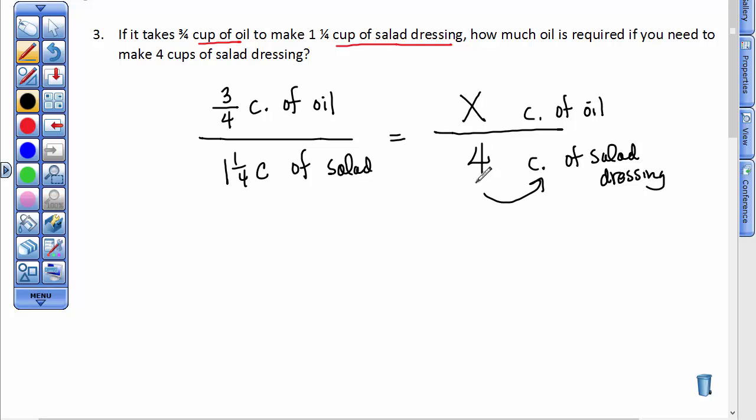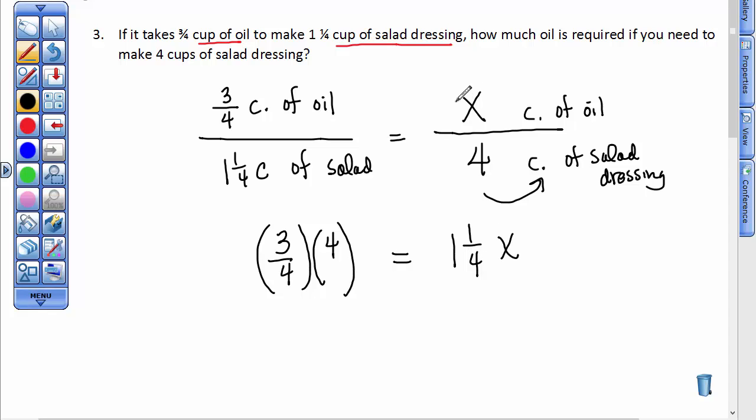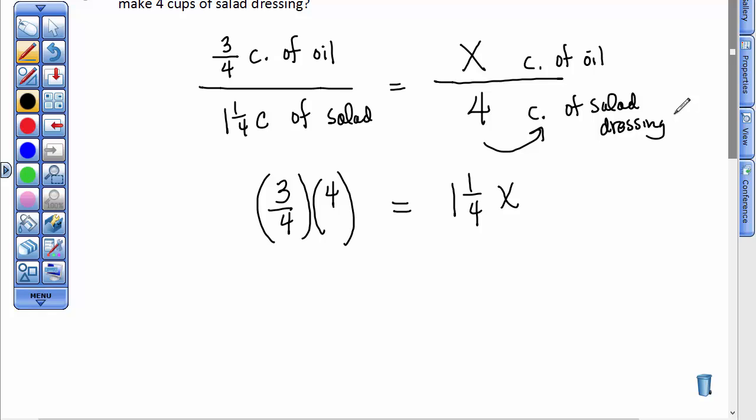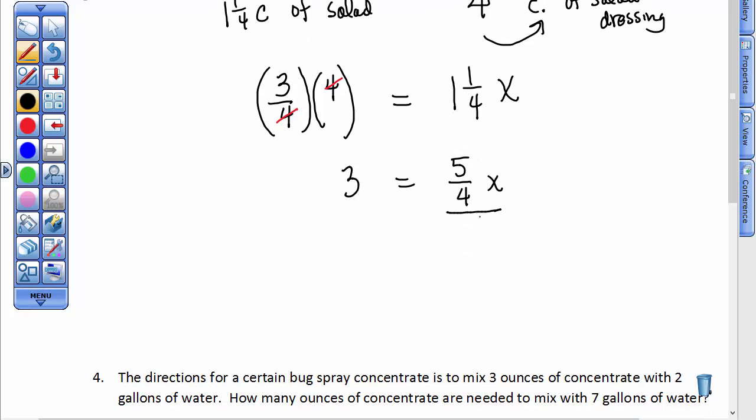I now set the cross products equal. So 3/4 times 4, that's going to be nice because that's equal to 3. On the right side, 1 1/4 times X. That's this product. So again, on the left side, the 4's cancel out. 3/4 times 4 is 3. On the right side, 1 1/4 is 4 times 1 is 4, plus 1 is 5/4 X. When I divide by 5/4, both sides, the number 3 divided by 5/4 is 3.